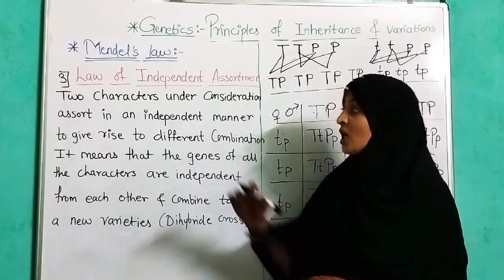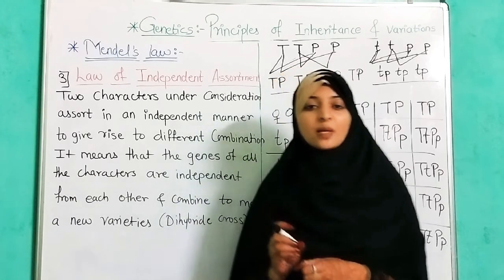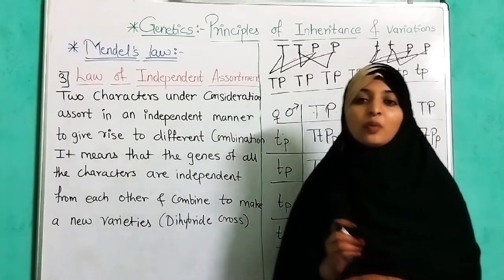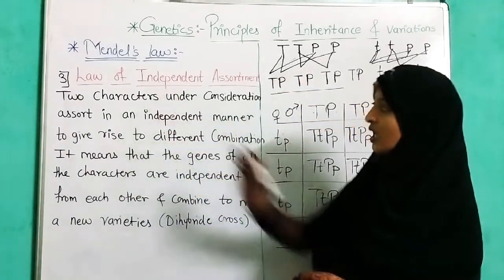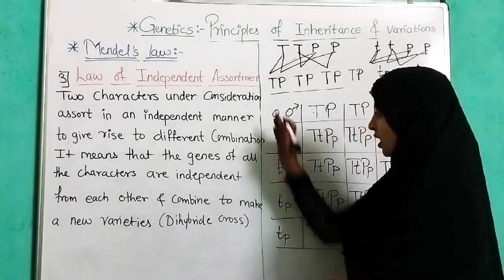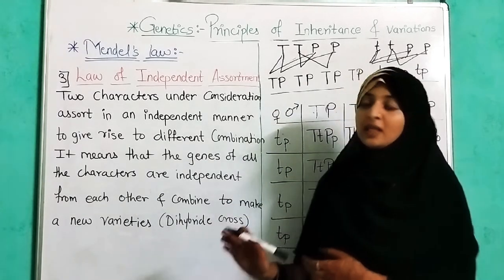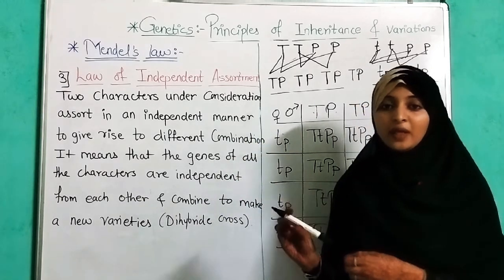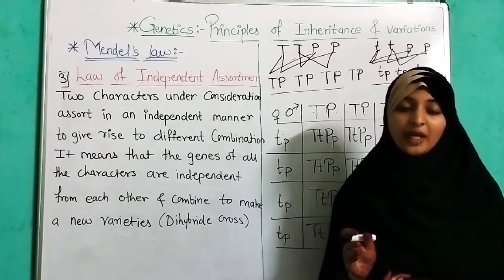In the law of segregation we discussed that the genes are separated or segregated in the form of alleles and expressed individually. And the law of independent assortment indicates that if we consider a dihybrid cross, then they assort in an independent manner. When they combine with each other, they form a different variety or new varieties of plants.